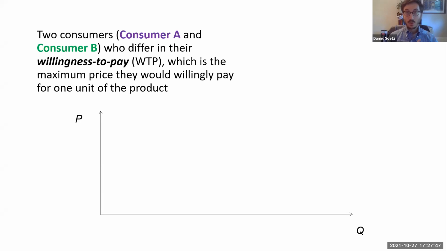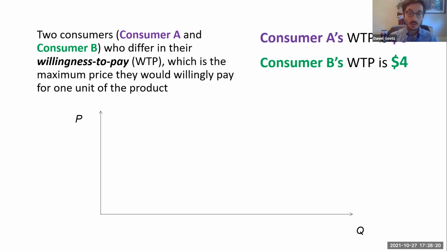They differ in their willingness to pay, which is the maximum price they would willingly pay for one unit of the product. You can think of that as consumer perceived value, right? This is the value that I would ascribe to the product, but it's the benefits side. Consumer perceived value, we often think of as benefits minus costs. It's a net number. This is just pure benefits. What's the maximum price I would pay for one unit of the product? That's my willingness to pay. That's how much value I get from it.